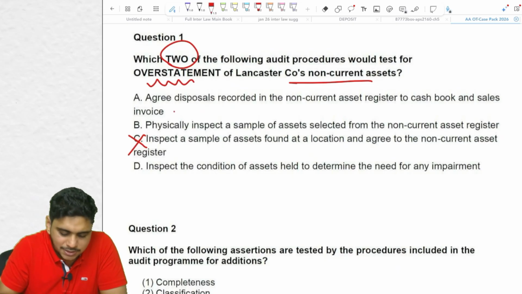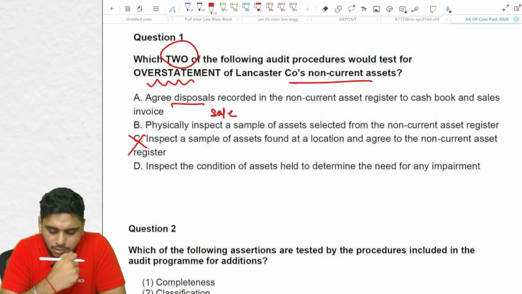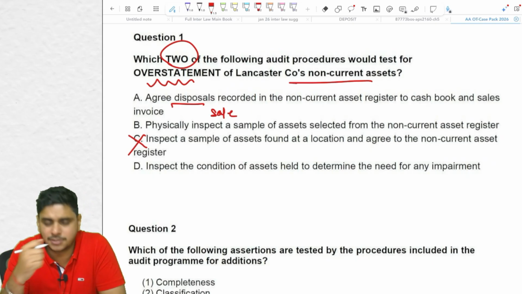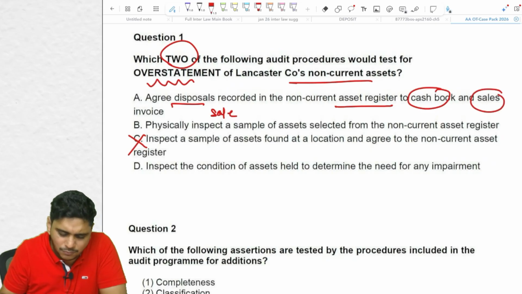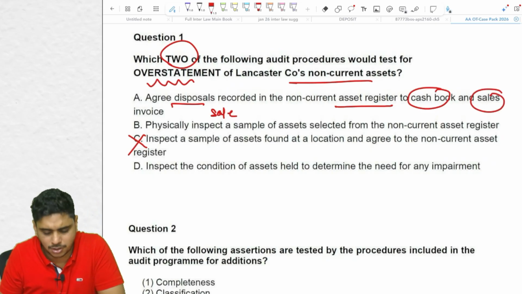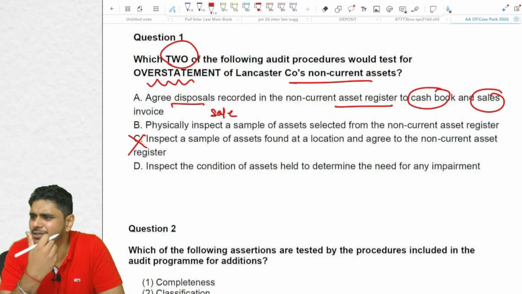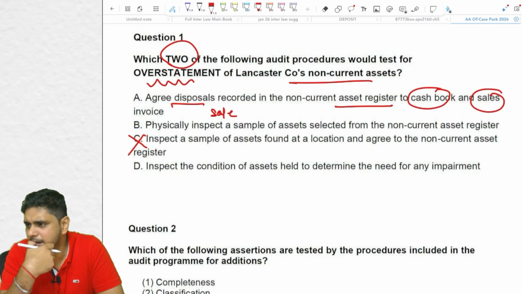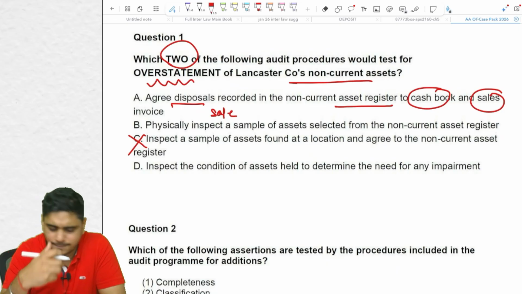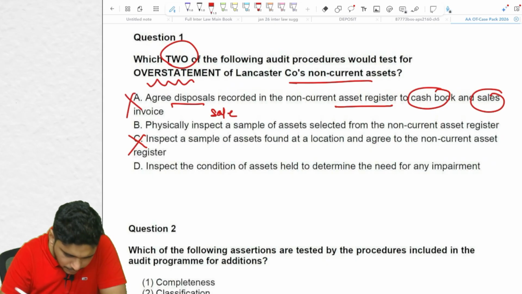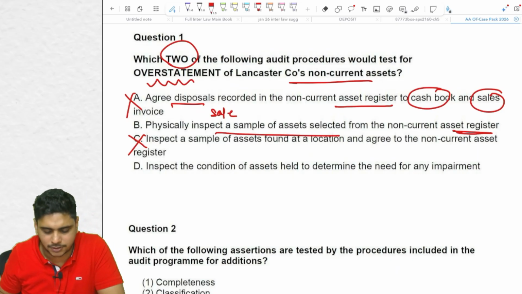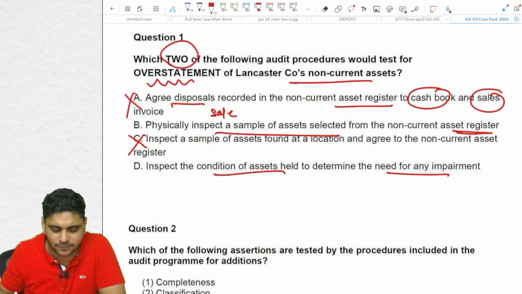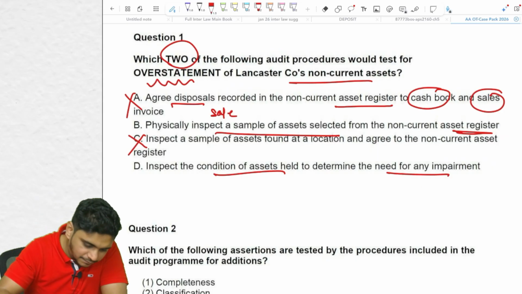Agree disposal. Disposal means selling. Sale in the non-current asset register to cash book and sales invoice. Now, non-current asset, cash book and sale invoice. They are selling the asset, okay? Cash book. If they have sold, it would be at the same price only. B and D. You will take from the register a sample of assets selected from the non-current register and inspect the condition of the asset to determine the need for any impairment. My answer is B and D.